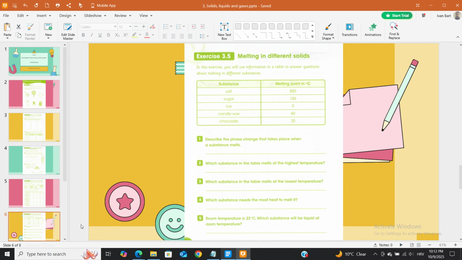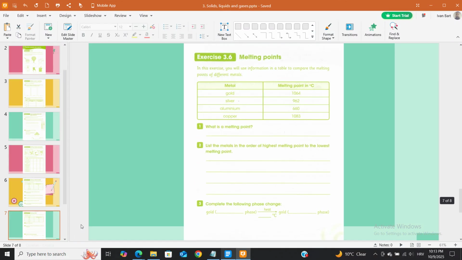1. Describe the phase change that takes place when a substance melts. 2. Which substance in the table melts at the highest temperature? 3. Which substance in the table melts at the lowest temperature? 4. Which substance needs the most heat to melt it? 5. Room temperature is 22 degrees Celsius. Which substance will be liquid at room temperature?